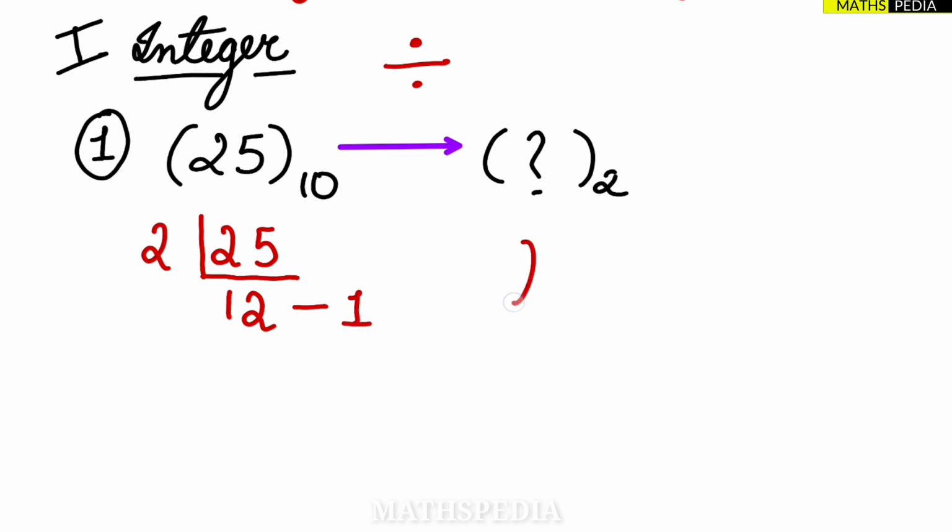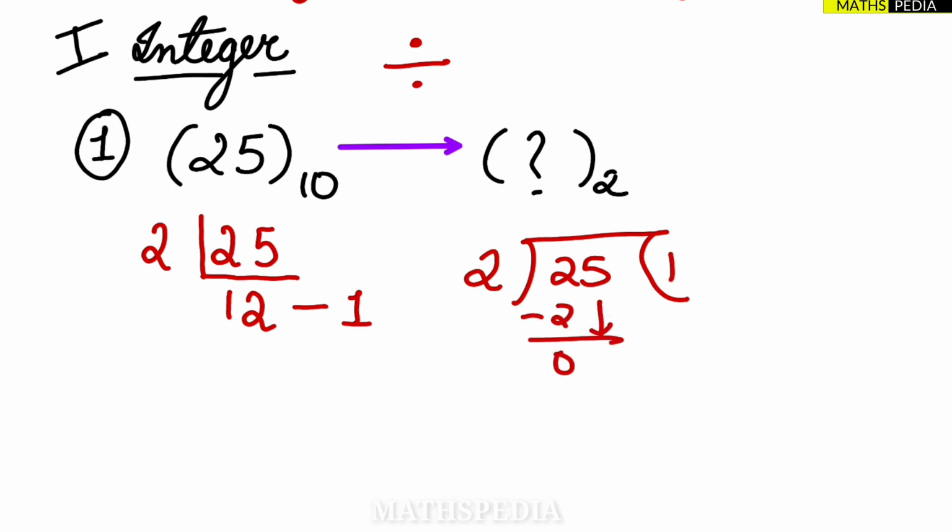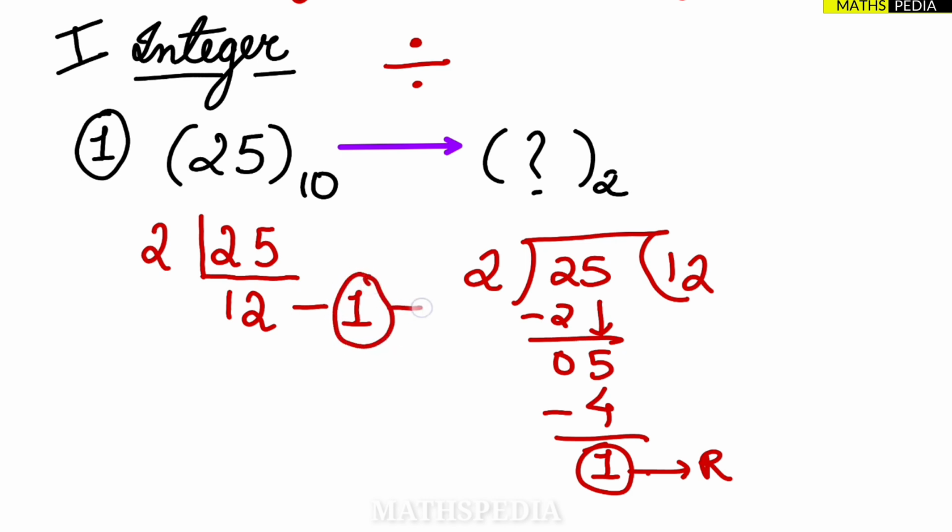So how did I do this? Carefully see. 25 is my number, divide with 2. Two ones are 2, subtract, 0. Bring down 5. Two twos are 4, and the remainder is 1. That's what I have written over here, the remainder. So I multiplied 2 with 12, I got 24, and 1 we have to add. This is the basic idea of this notation.